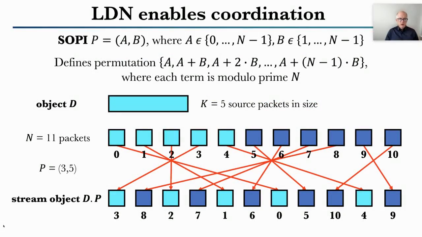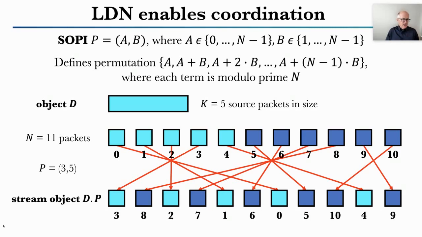LDN enables coordination through the introduction of the key concept of a SOPI, where SOPI stands for Stream Object Permutation Identifier. A SOPI-P defines a permutation of all the available packets for an object. So as shown below, there's an object D that consists in size of 5 source packets. And for this object, there's n equals 11 packets in total available, and those are shown in a canonical order, ordered 0 through 10.